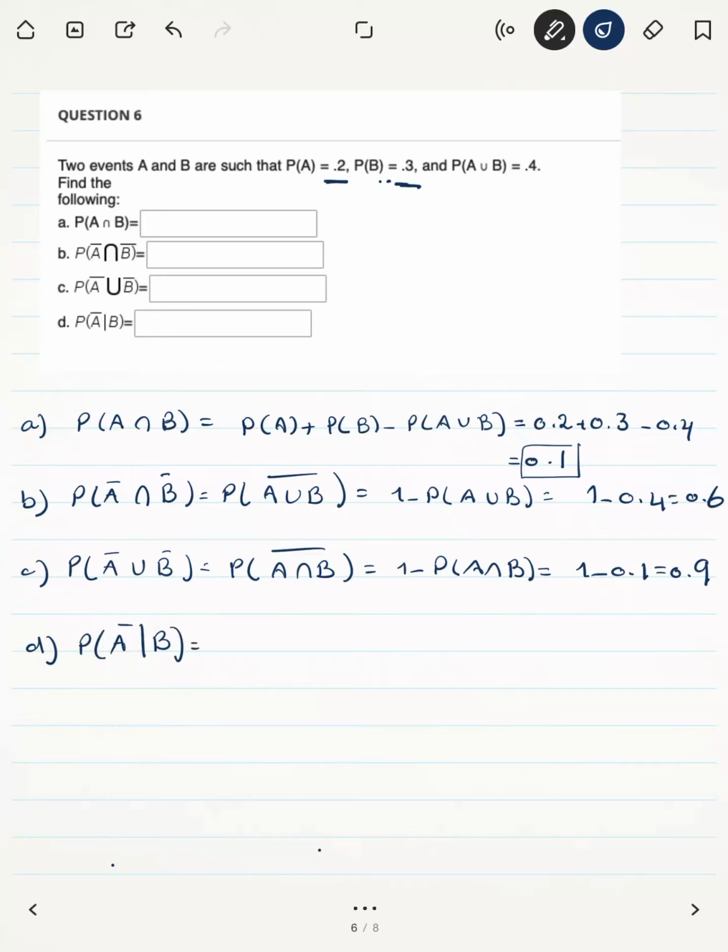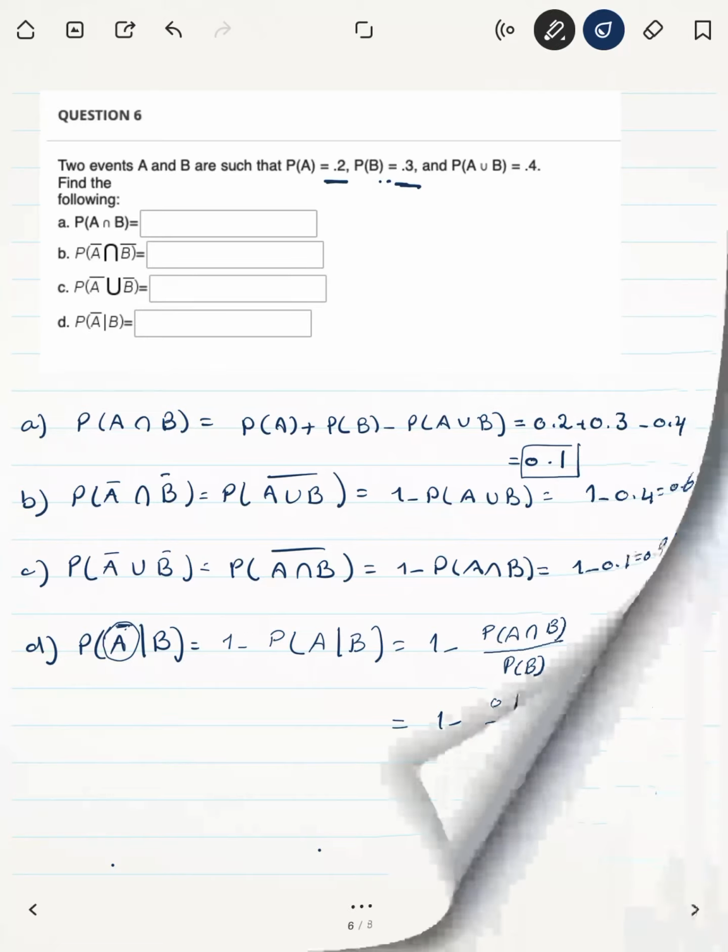Now part D, probability of A bar given B. As I said before, when you have a conditional probability, this means you have reduced your sample space. So you don't look at B, you just consider this part only. So it's going to be 1 minus probability of A given B. This is a conditional probability. You get it using probability of A intersect B divided by probability of B. Probability of A intersect B is 0.1 and probability of B is 0.3. So this means you have 1 minus 1 over 3. So it is 2 over 3, and this is the answer for this question.